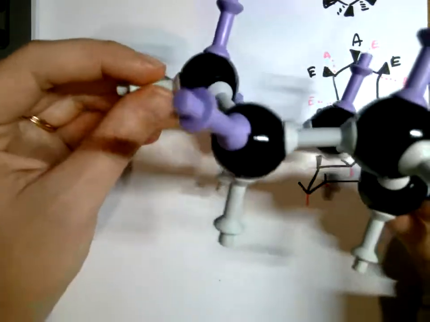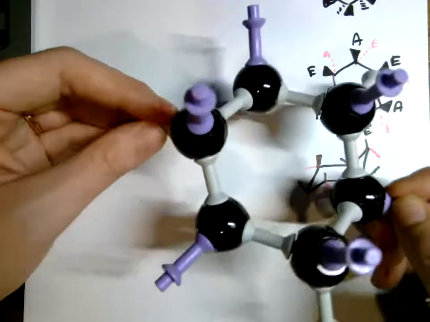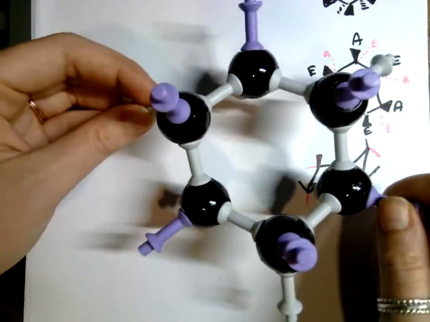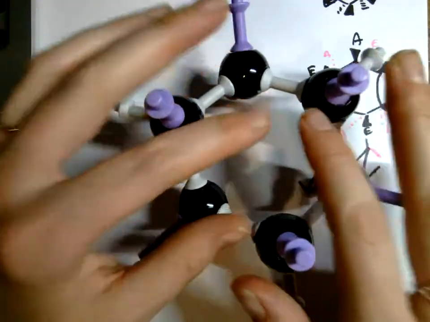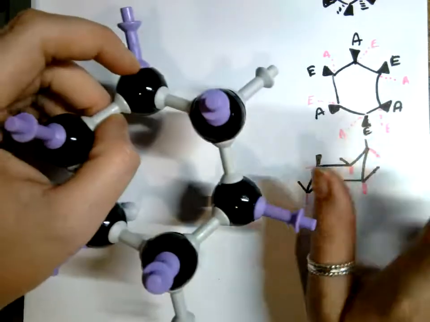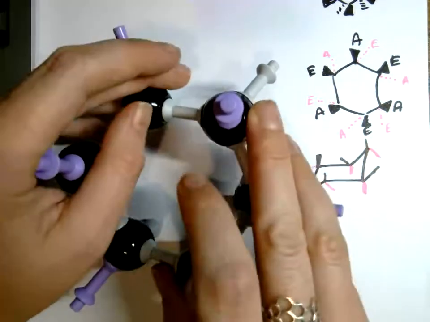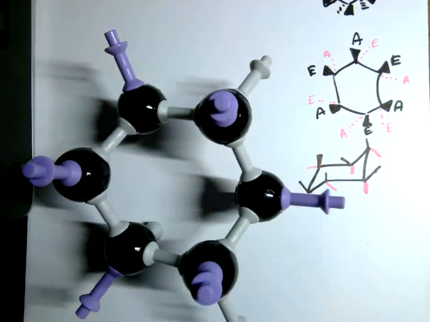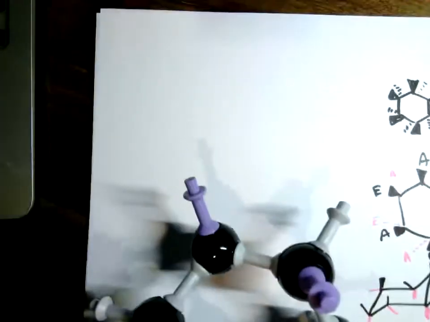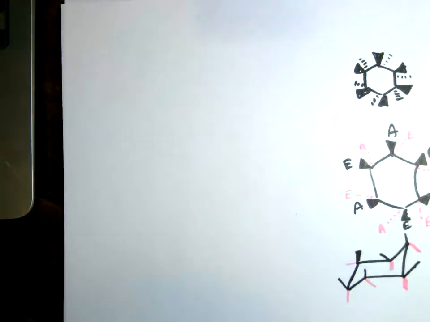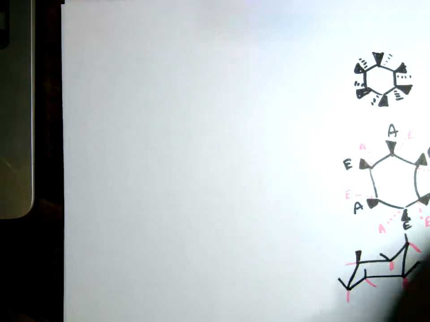Anyway, this just really helps me to see why we draw a boat and chair the way we do, and why some lines are pointing up and some lines are pointing down, and why cis and trans does not mean the same as axial and equatorial. So I hope that helps you too. And just to make sure it's ingrained, I'm going to do some practice problems from chapter 4 so you can see how this plays out practically.